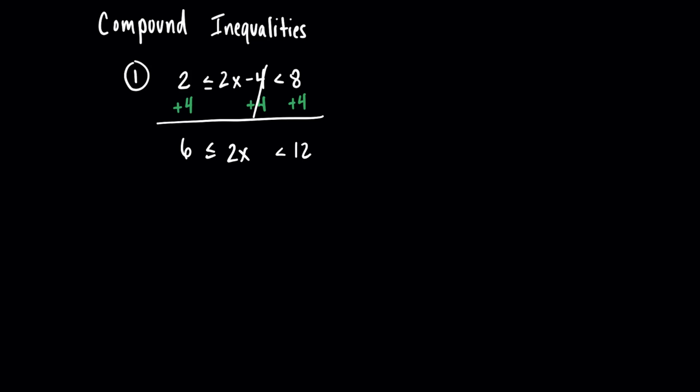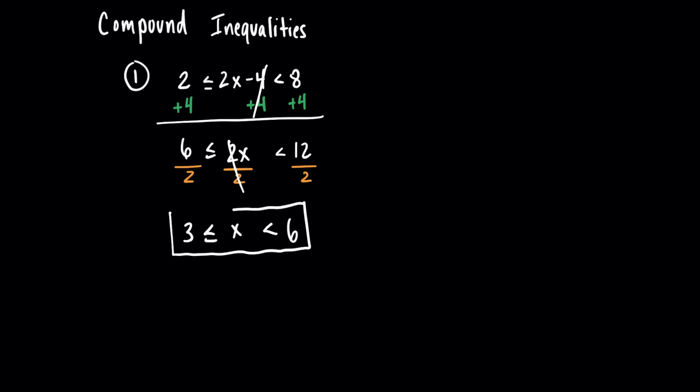And now we just keep going, except instead of just dividing by 2 on 2 sides, we have to do it on all 3 sides. Again, the goal is just to get x by itself. So, all right, 6 divided by 2 is 3, is less than or equal to 2x over 2, which is just x. And then that's less than 6. And hey, look at this. This was the exact same answer we got before with a little bit less writing.